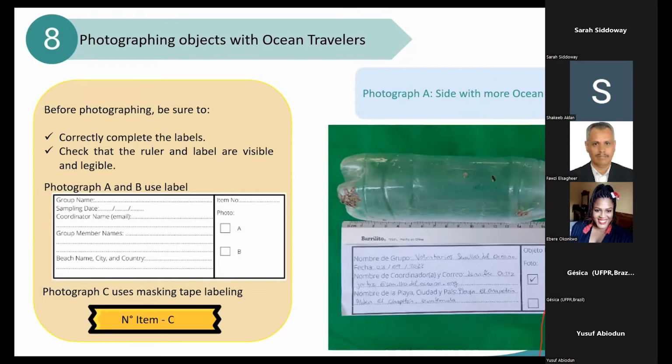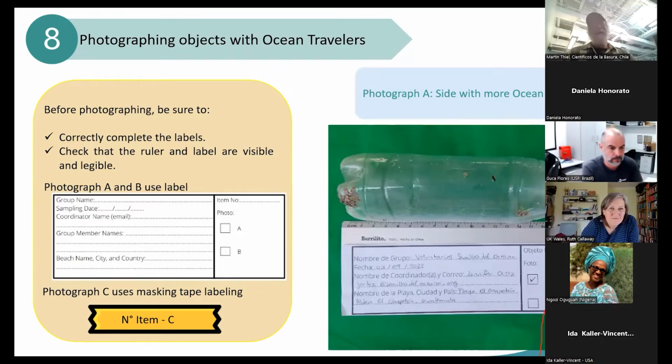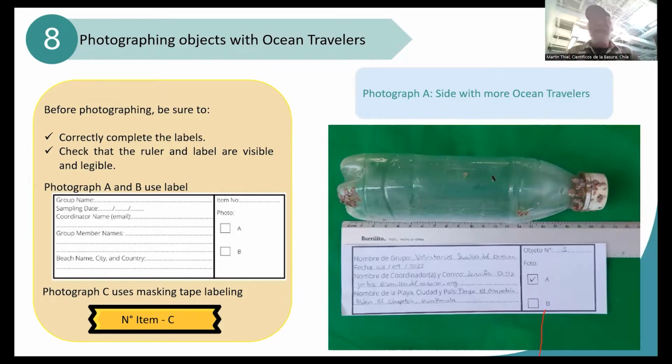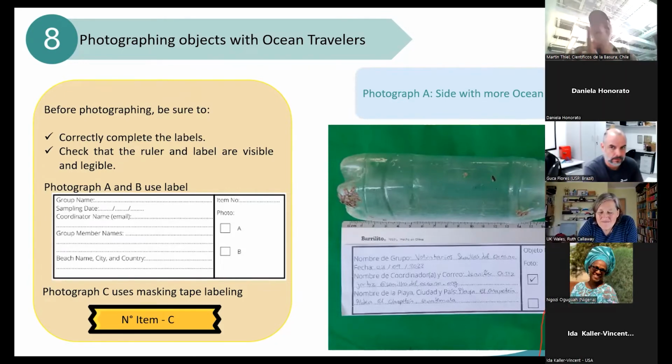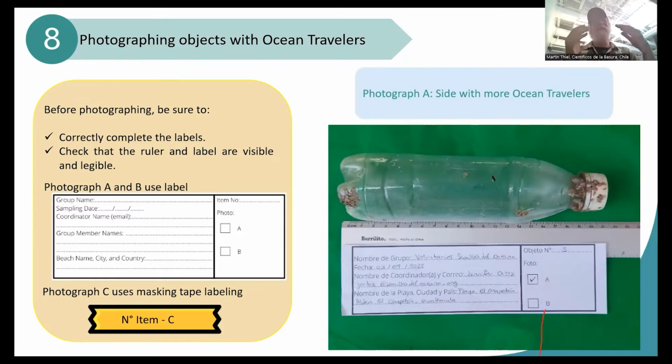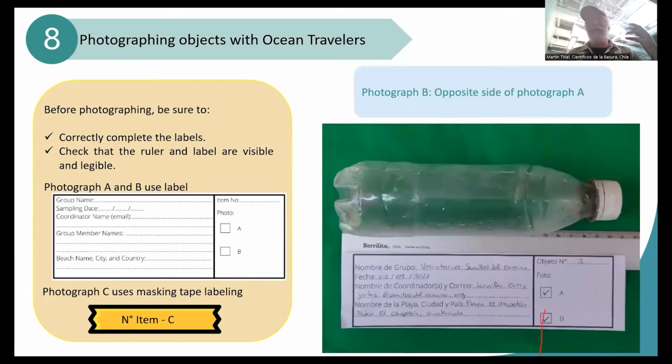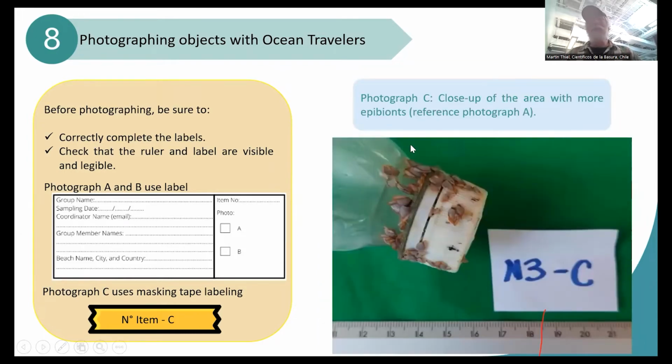My cable here, I'm getting entangled, just like some organisms get entangled in the litter. So the important part: now we take these pictures of the objects that do float and have organisms. Of each object, we take 3 pictures. We have the label for each object and the ruler. So the first picture is the side A, where we have most of the epibionts. Then we turn the litter object around. The other side, that is the side B, and then the third picture is the picture C, where we take a more detailed picture of the epibionts that we have.